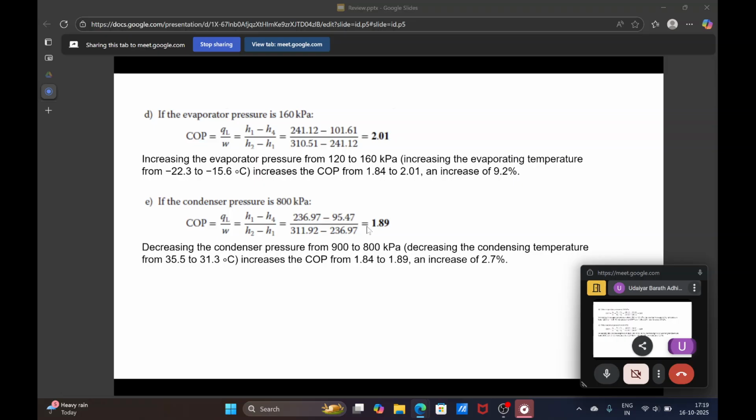So H2 is the enthalpy corresponding to 800 kilopascal and 75 degrees Celsius, so that is 311.92, minus 236.97, so that gives you a COP of 1.99. So decreasing the condenser pressure from 900 kilopascal to 800 kilopascal has not increased the COP by a lot, but it has increased it by a percentage of 2.7%. So it has increased from 1.84 to 1.89, which is an increase of 2.7%.